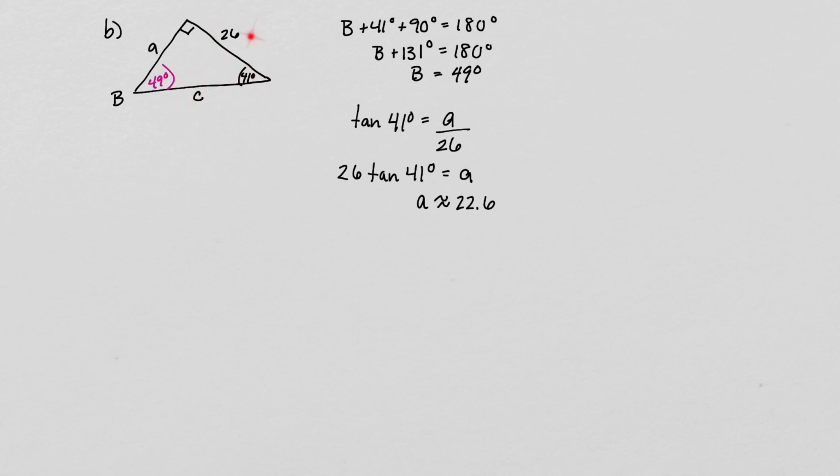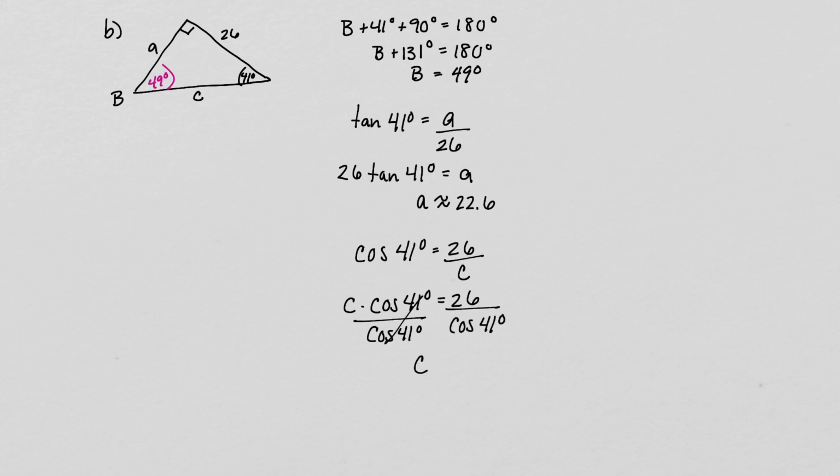We can do a similar thing to find c, but again, we're going to use c, 41, and 26, the original things given to me. So we have the adjacent and the hypotenuse, so we're going to use the cosine. The cosine of 41 degrees is equal to the adjacent, 26, over the hypotenuse, c. If I multiply the c up, we end up with c times the cosine of 41 degrees equals 26. Divide both sides by the cosine of 41 degrees. So c is going to be 26 divided by the cosine of 41 degrees, and that's going to round to 34.5.